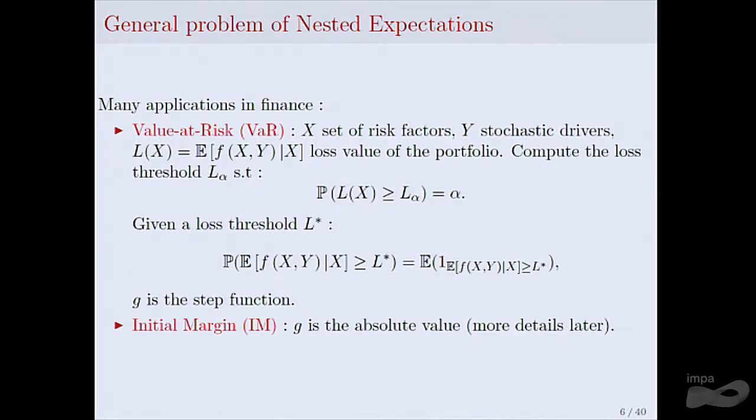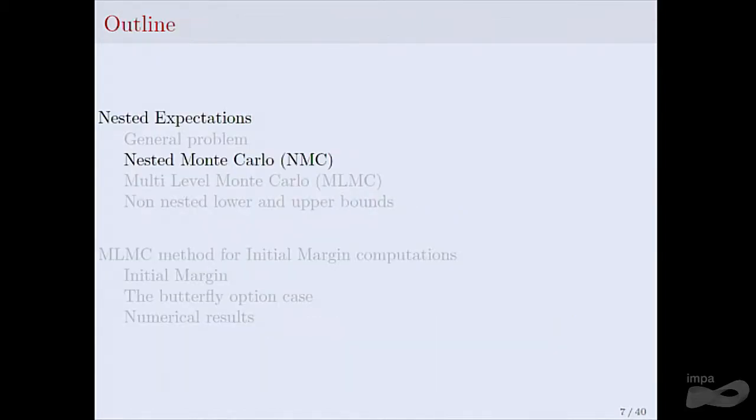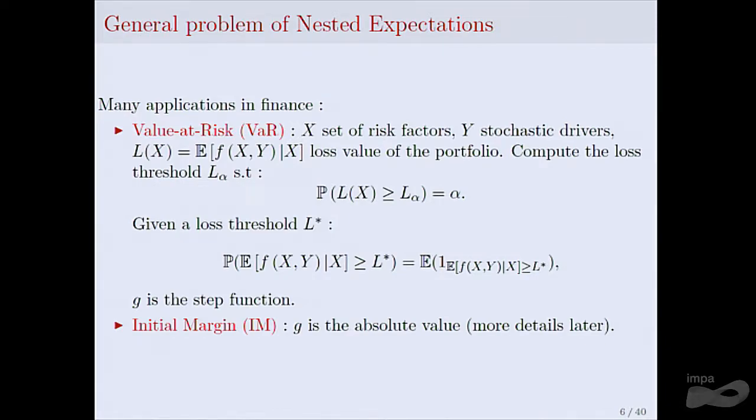Okay, so why would you want to look at the nested expectation problem? Well, because it arises in a lot of applications in finance. When you're looking at value at risk, you want to compute a probability that a loss function, which here is a conditional expectation, will be superior to some threshold. So if you look at a simple problem, you give yourself a loss threshold L star. What you're interested in is the following probability, and it actually fits the problem that I exposed in the first slide, where G would be the step function. As we'll see later, for initial margin computation, G is the absolute value.